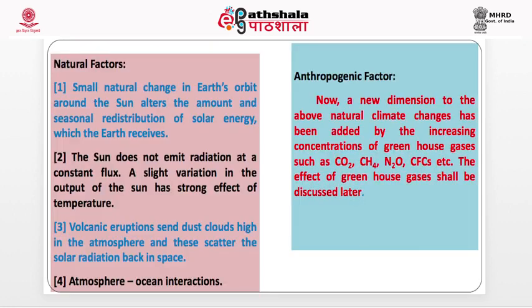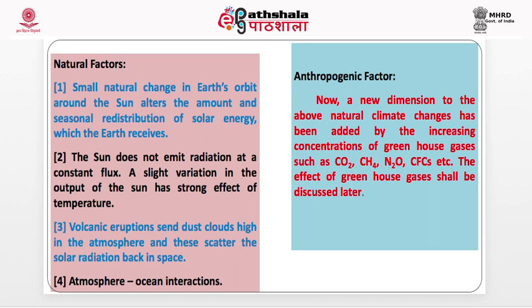The important point: natural factors. What natural factors bring a drastic change in the climate? A small natural change in Earth's orbit around the sun. The Earth rotates around the sun at an angle, and this angle may change. When it happens, the seasonal distribution of solar energy which the Earth receives will also change. The sun does not emit radiation at a constant flux. Sometimes it is a hot sun, with very strong radiation and high photon density, and sometimes a cool sun, with low photon density.